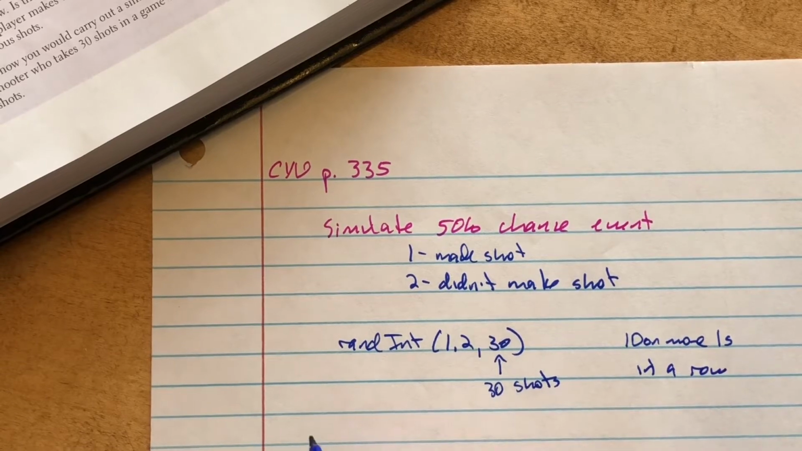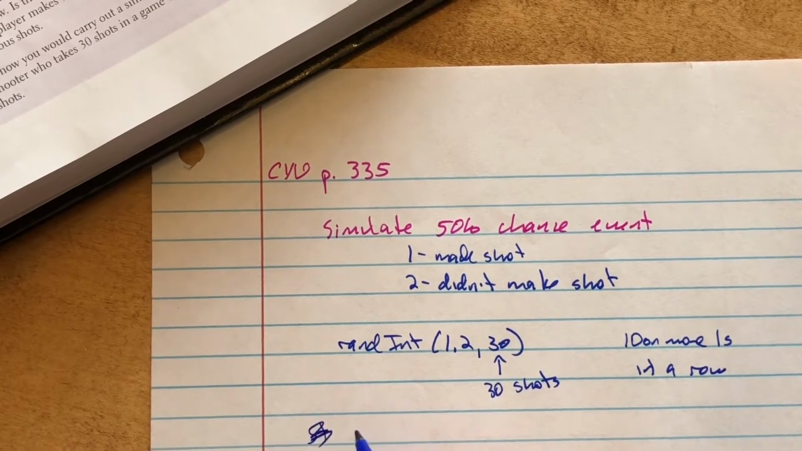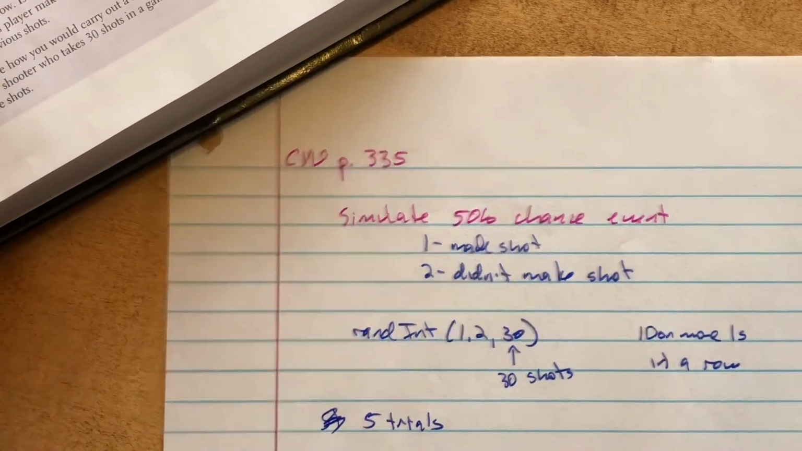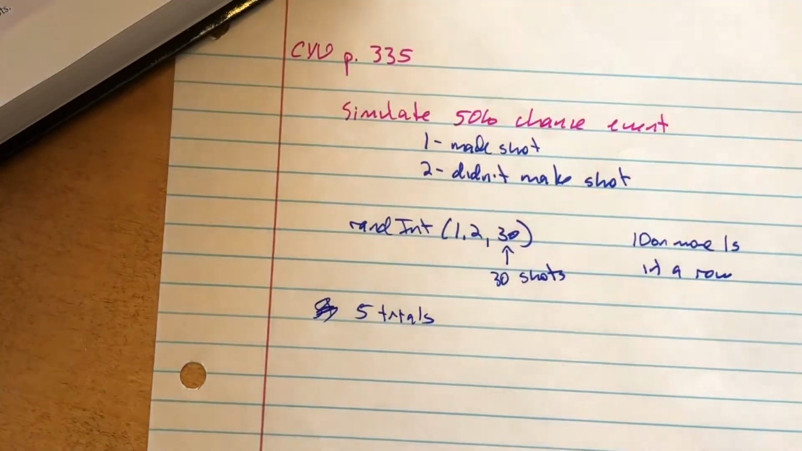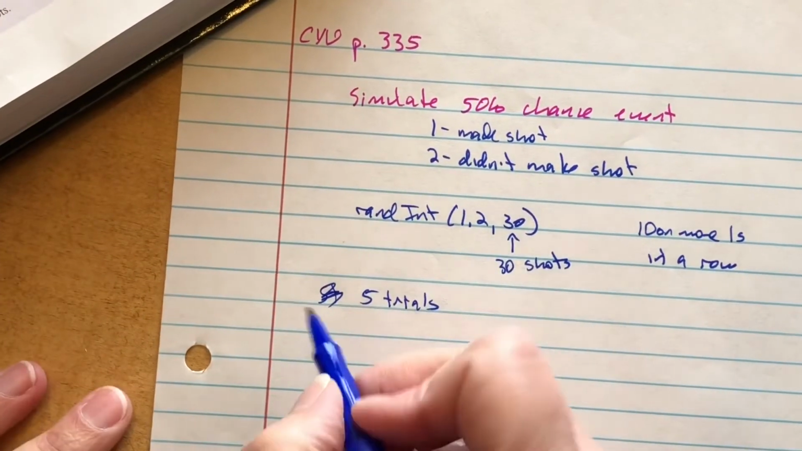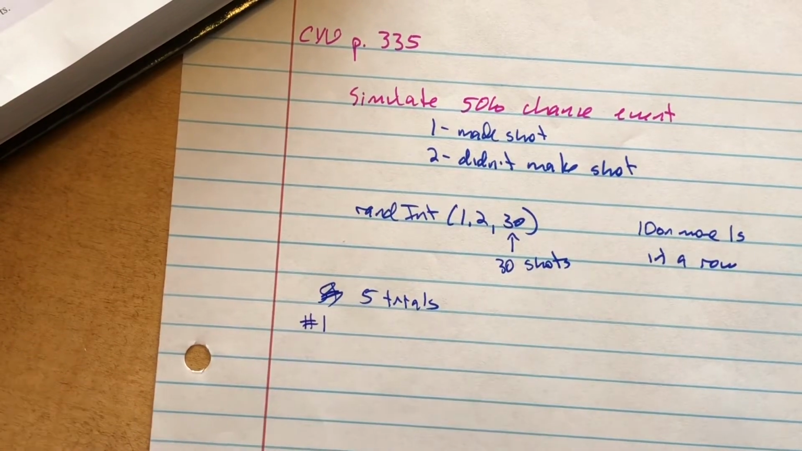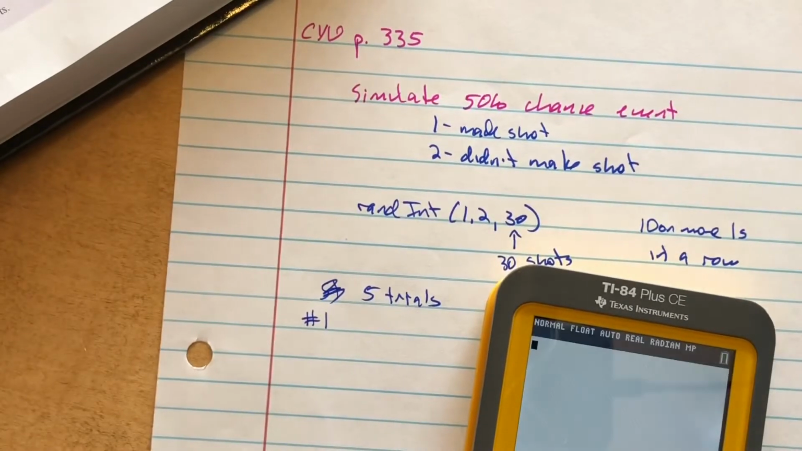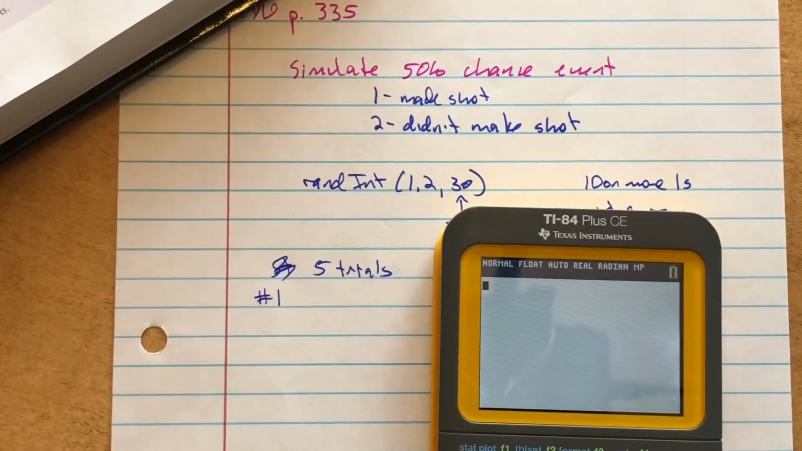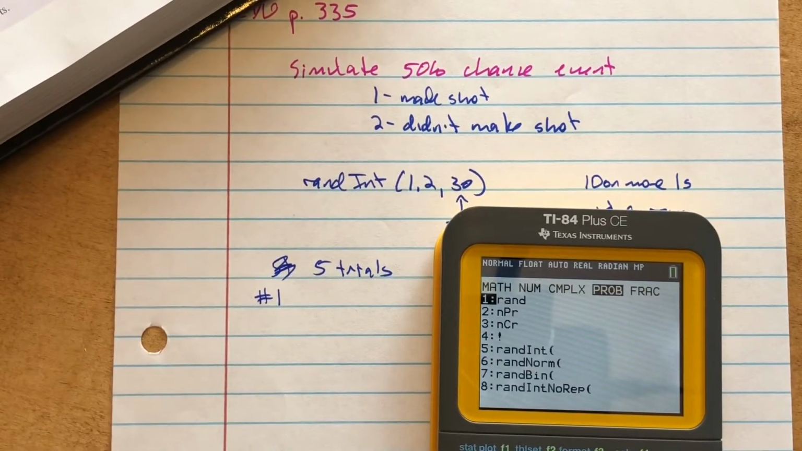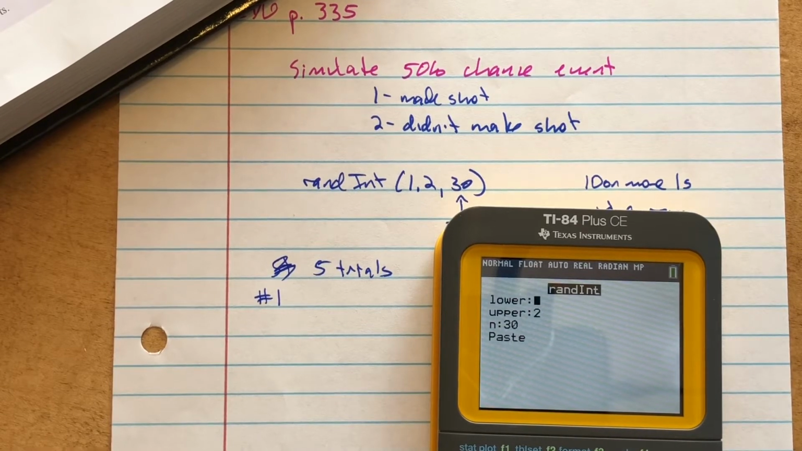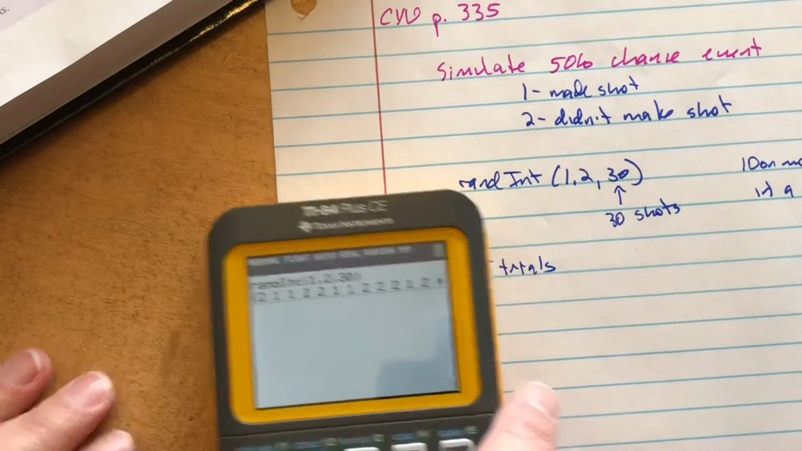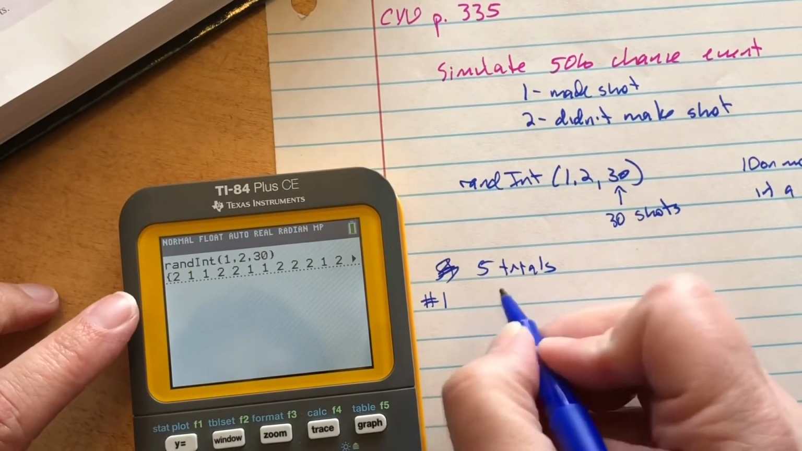Okay, I'm going to do 5 trials. I know the book didn't say carry out the trials, but I'm going to carry out the trials. Might as well. Okay, so trial number 1. All right, here's my calculator. So math, random int, 1 to 2, 30 shots, so give me a second while I record these numbers.